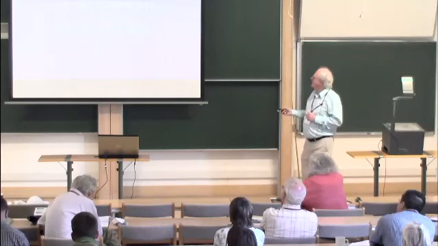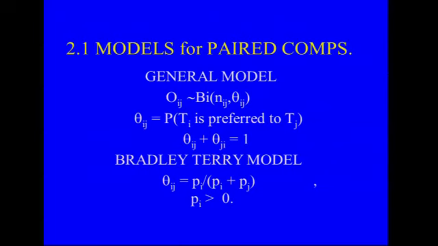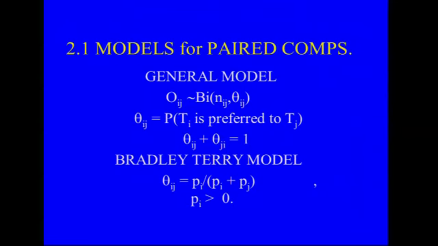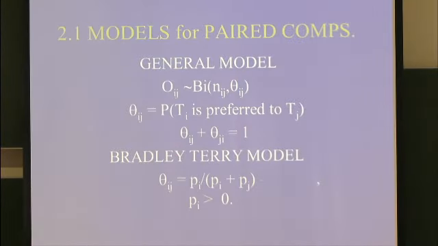But models, for the pair comparisons case, clearly a general model would be binomial, with Oij being binomial with probability theta ij, and theta ij, theta ji must add up to 1. The Bradley-Terry model introduces a set of parameters, one for each treatment, and theta ij is simply this simplistic formula: theta ij is pi over pi plus pj.